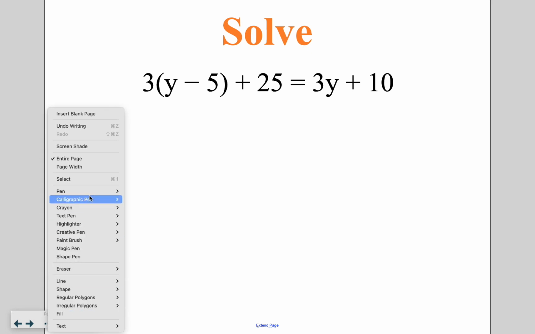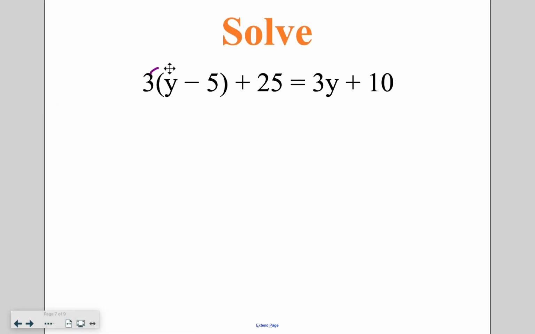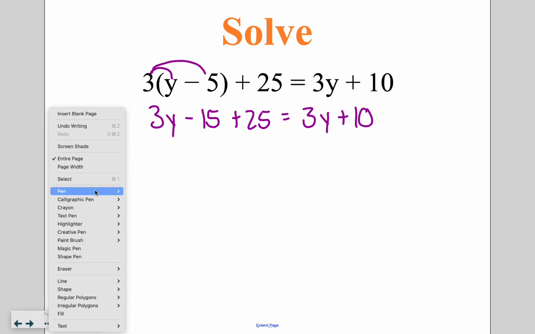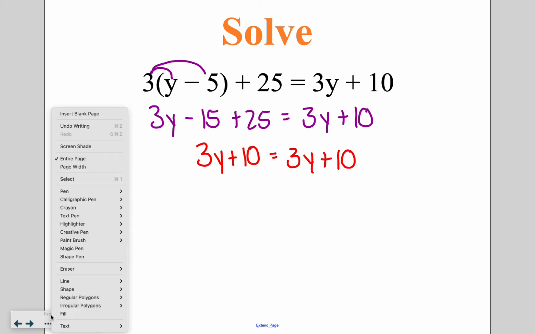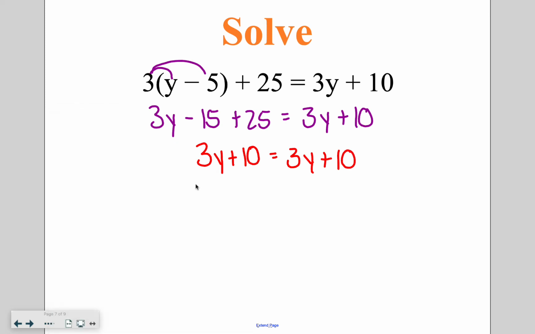On the flip side of that, if I distribute this equation now, I'm going to end up with 3y minus 15 plus 25 is equal to 3y plus 10. Looking on that left side, I can combine -15 with a positive 25, and I end up with 3y plus 10 is equal to 3y plus 10. Now, this time, when I eliminate my variable by subtracting 3y from both sides, I get a different sort of statement. This time, it says 10 equals 10.